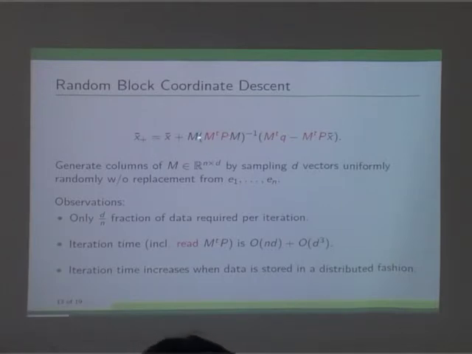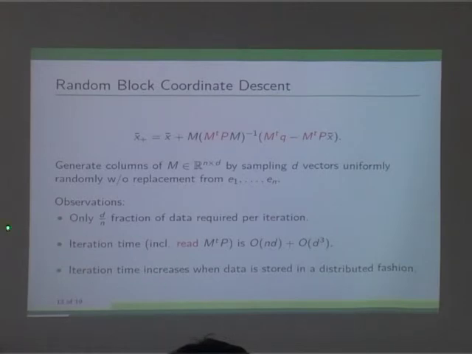So observe that we have this M transpose P. If e_i is the ith standard basis vector, then e_i transpose P picks the ith row of P. So M transpose P, when this is d of these vectors, will pick d rows of P. Is this okay? So in each iteration, I don't need the whole of P. What I need is just d uniformly random rows of P. So the first thing is, in each iteration I only need a d over n fraction of the total data. That's the first advantage that we observe from this.